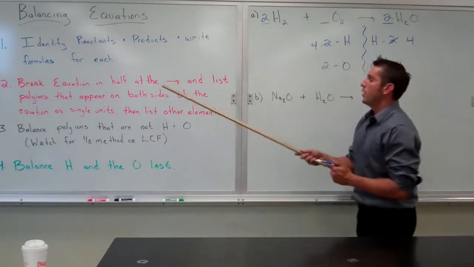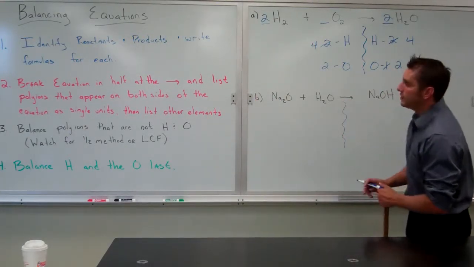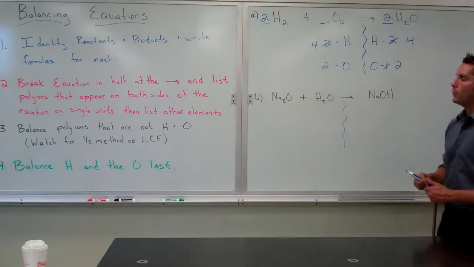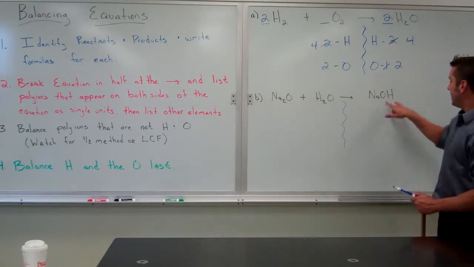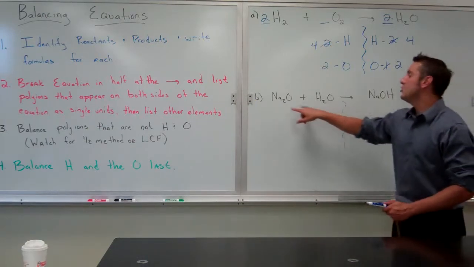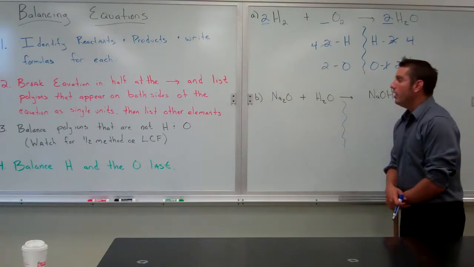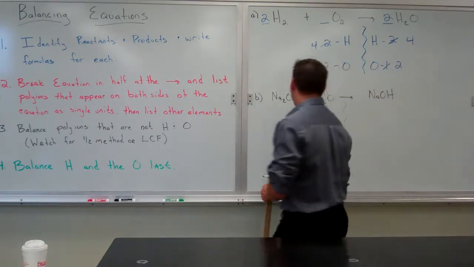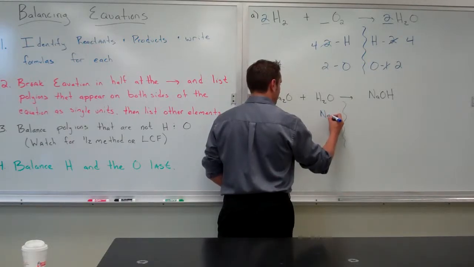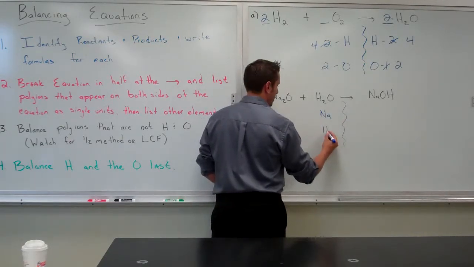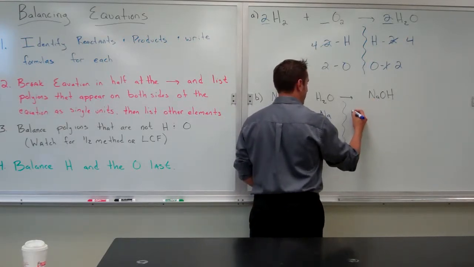Step 2. Break the equation in half at the arrow and list polyions that appear on both sides of the equation as single units. Well, I see OH on the right, but I do not see OH on the left. That means I can't keep it together. So we have to break it down into all the elements that we see. So I see an Na, I see an H, I see an O. Over here, Na, H, and O, same thing.